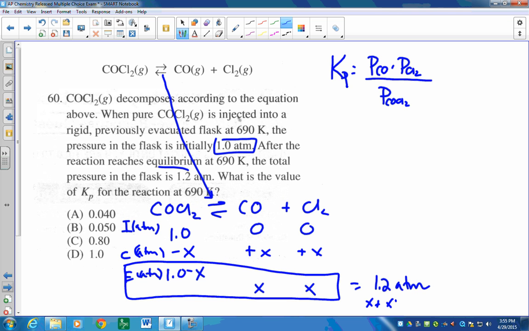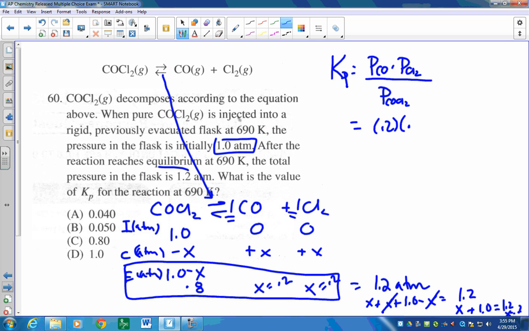Now, without a calculator, this is pretty easy. X plus 1.0 minus X equals 1.2. This plus X minus X, so we end up with X plus 1.0 equals 1.2, and when you subtract 1.0 from both sides, X is 0.2. So this is 0.2, this is 0.2, and this is 1.0 minus 0.2, which is 0.8. Just check: 0.8 plus 0.2 plus 0.2 is 1.2. These need to have a 1-to-1 mole ratio because they're on the same side. These went up 0.2, so this needs to go down 0.2, so everything's groovy. Now, that's not the question. The question is, what's the equilibrium constant?